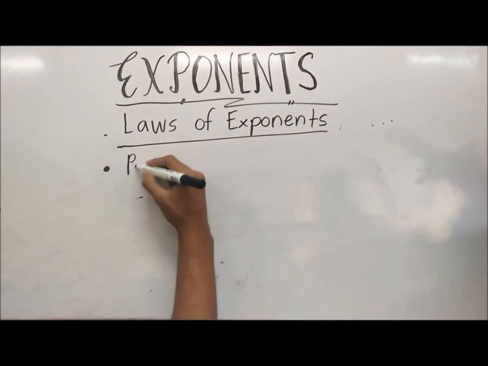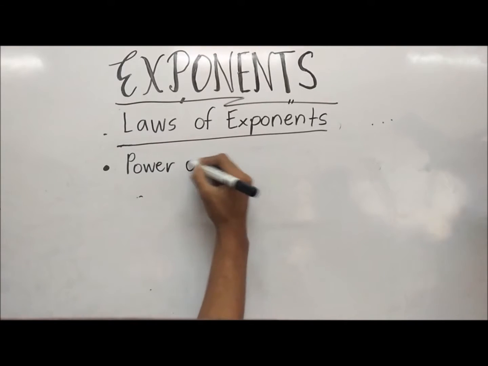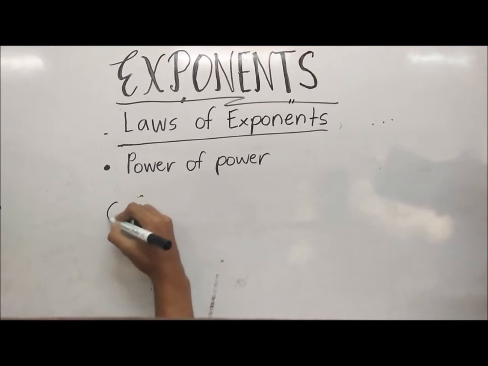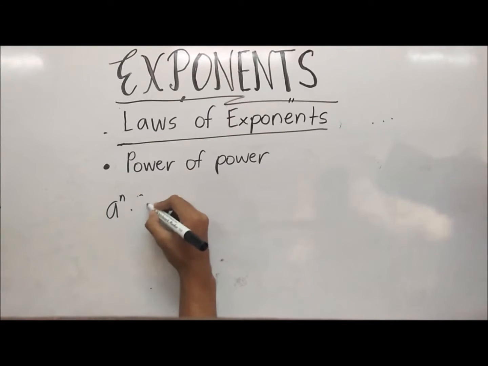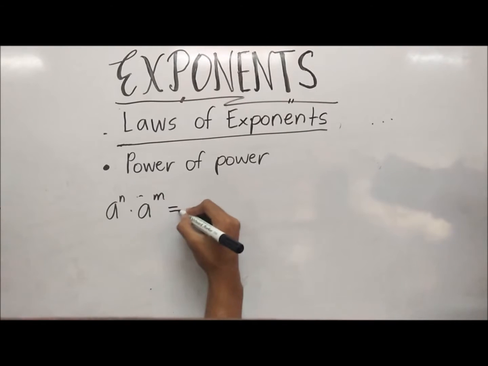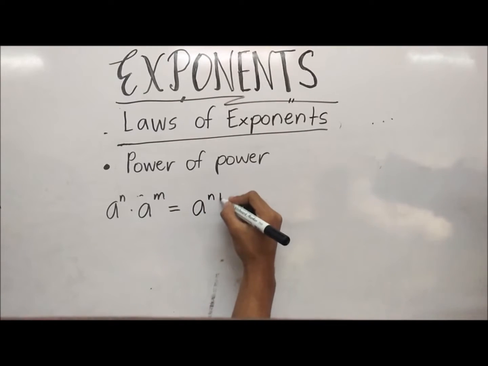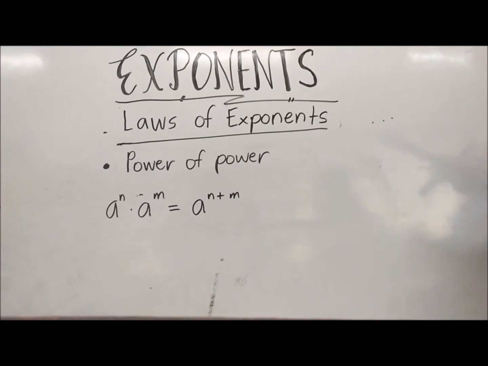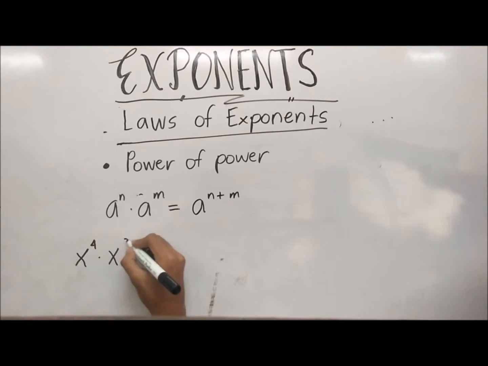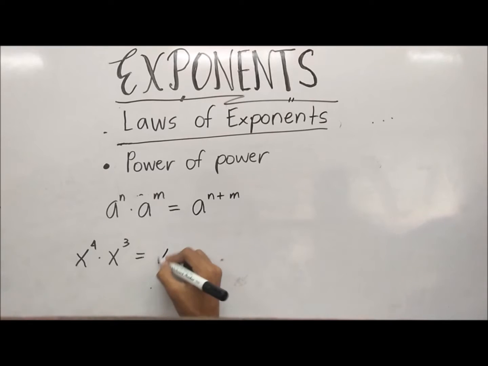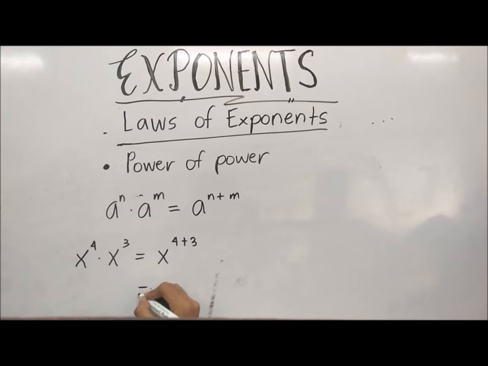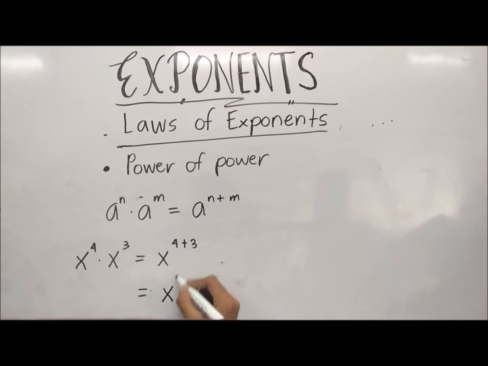The next law is the product of powers. It is where the bases are the same but the exponents are different. It is in the form a raised to n times a raised to m is equal to a raised to n plus m. You just have to add their exponents then copy the base. For example, x raised to 4 times x cubed is equal to x raised to 4 plus 3, which is equal to x raised to 7.